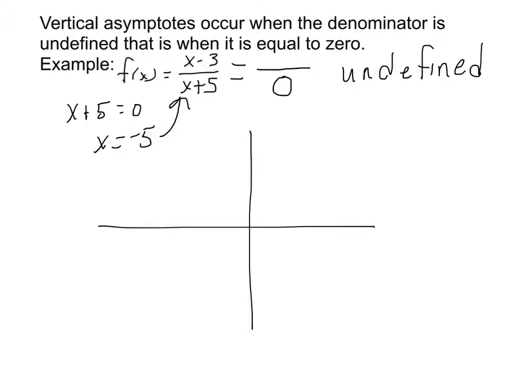Graphically, 1, 2, 3, 4, 5, negative 5, we have this line that our graph will approach. As x gets smaller, the graph will approach it, and as x gets larger from the negative side, negative 10, negative 9, negative 8, negative 7, negative 6, our graph will also approach it.